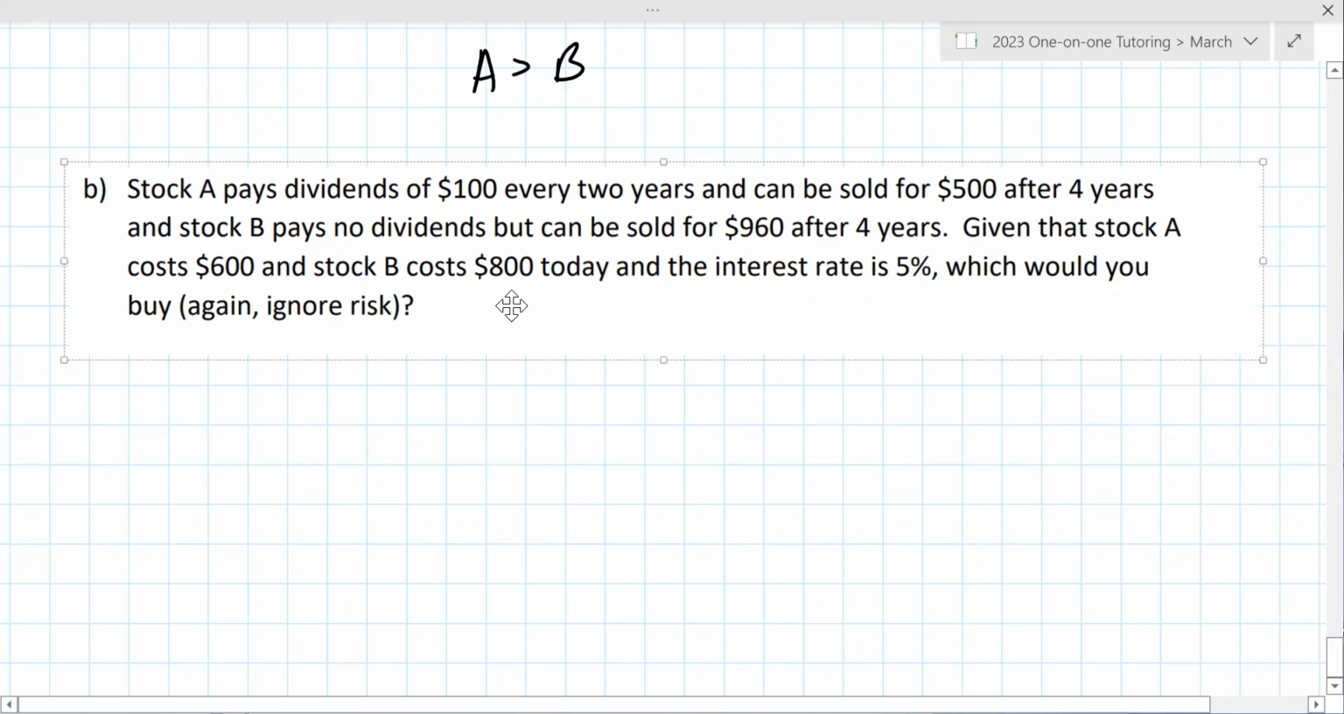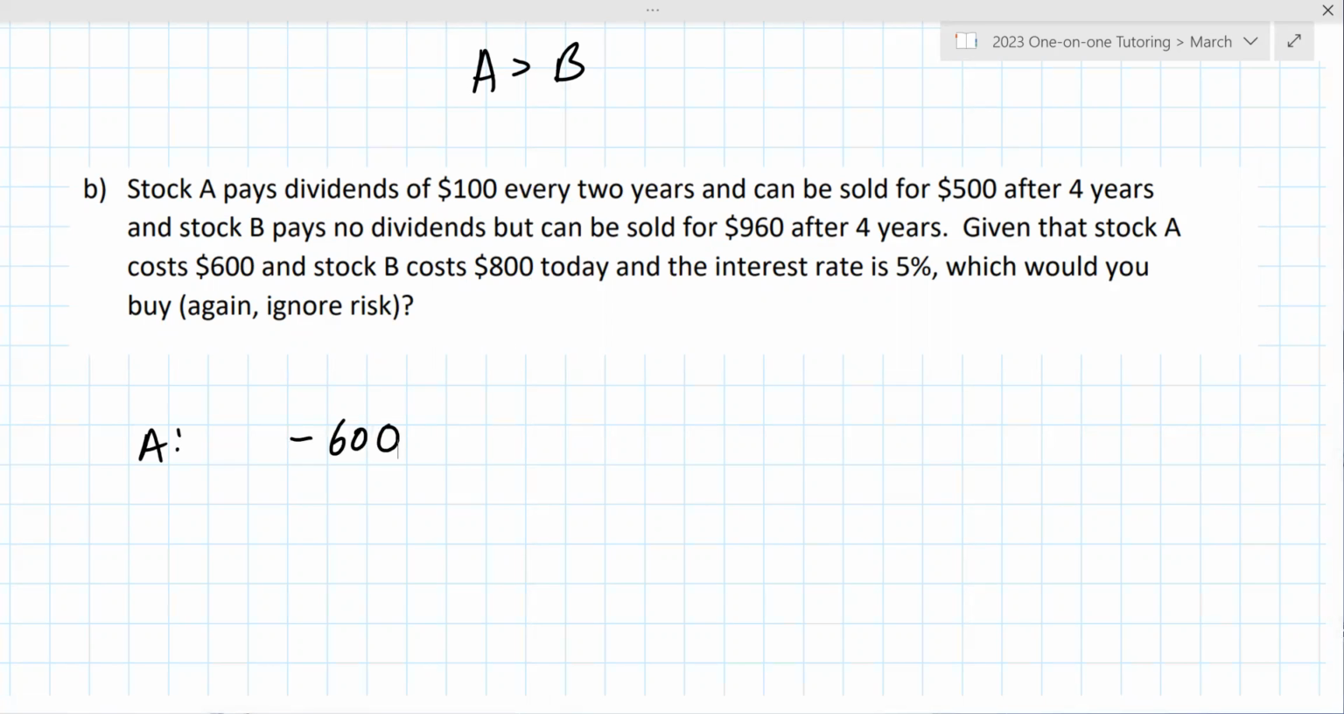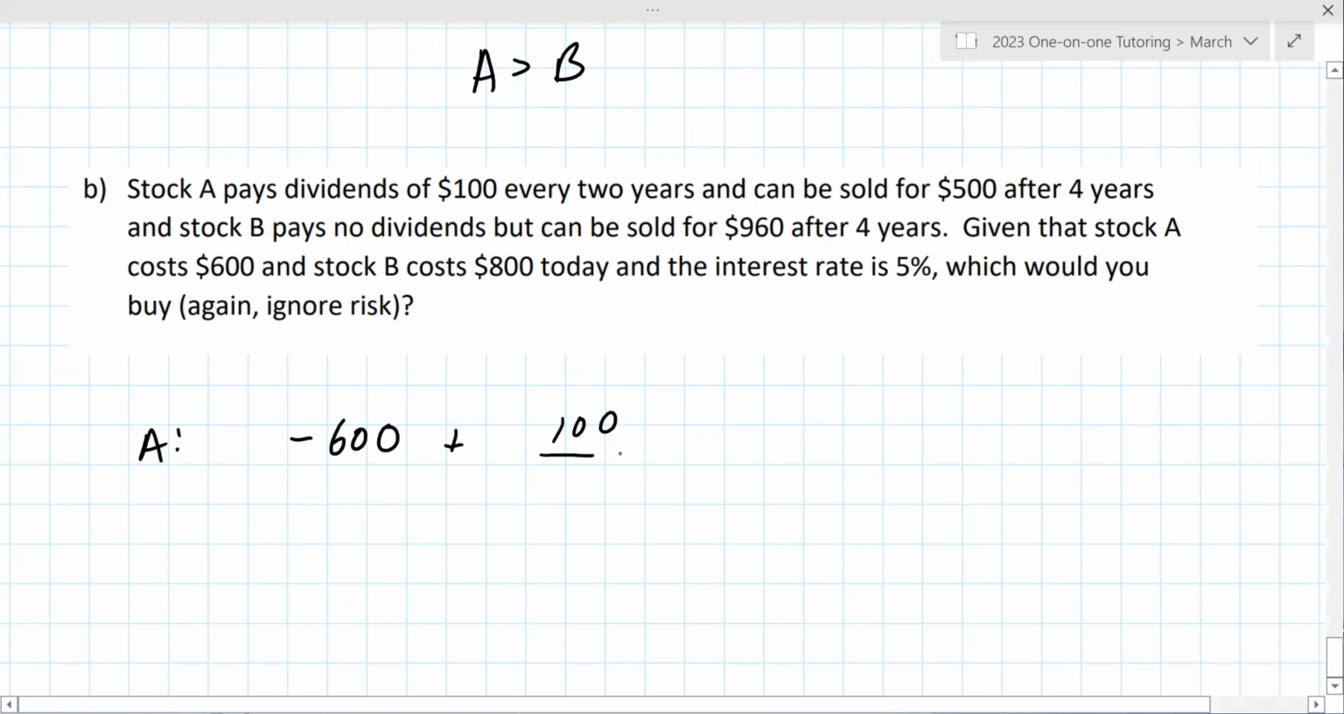Again, for A there's a cost, which is important. It's minus 600. You have to pay that today. Actually it's interesting, the solution doesn't have this, but you get $100 after the first 2 years. In terms of today's dollars, you have to discount it, and then you get another $100 after 4 years, but it's not worth as much as today's dollars.